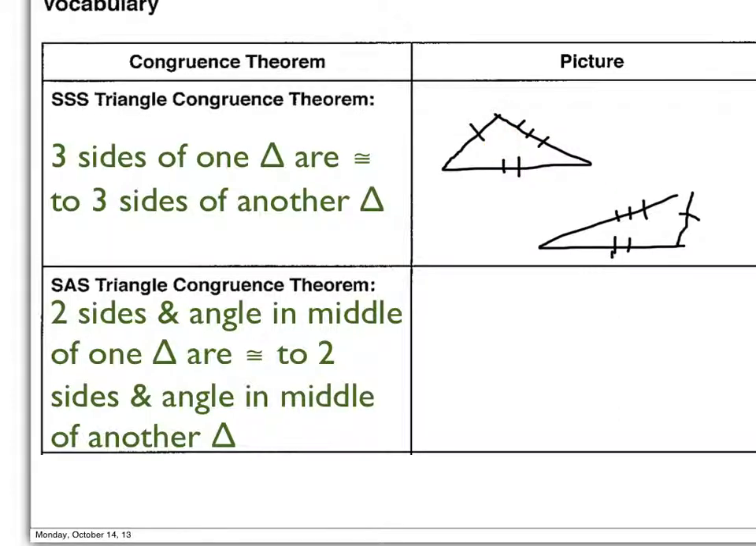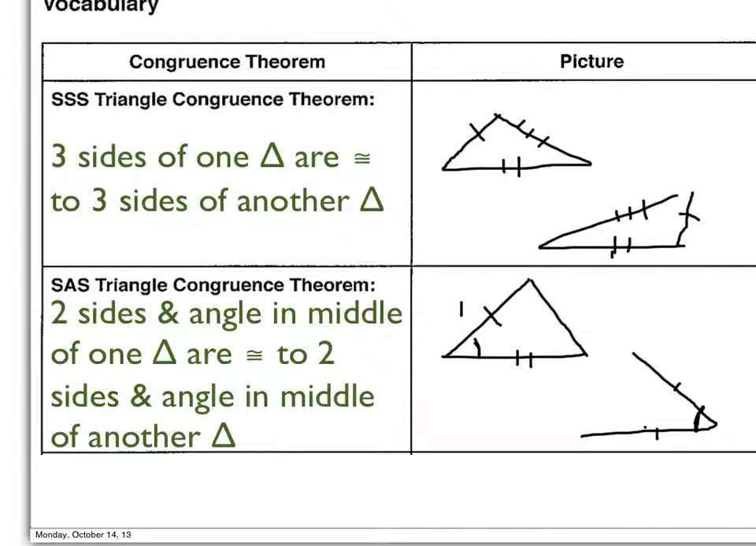For SAS, I would have a triangle. Again, I need a marker. I'm going to have a triangle. I know the length of a side. Let's make this one, well, I'll just give them markings. Side and side, and I know the angle right between them. Then that has to be the same as another triangle that I know the length of those same two sides and the angle right between them.